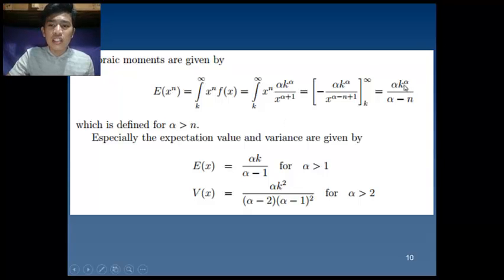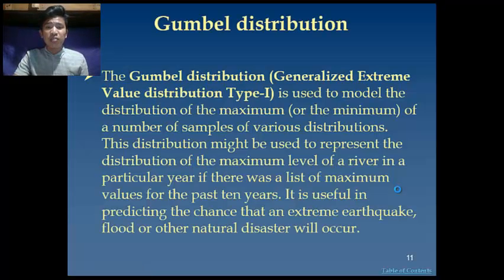So as you can see, this one is quite similar to the expectations of x, which is alpha times k to the power of 2 all over alpha minus 2 times the quantity of alpha minus 1, for alpha greater than 2. So now let's proceed to the Gumbel distribution.